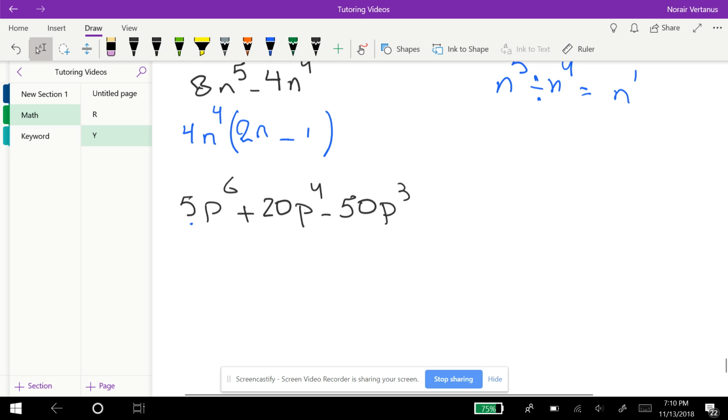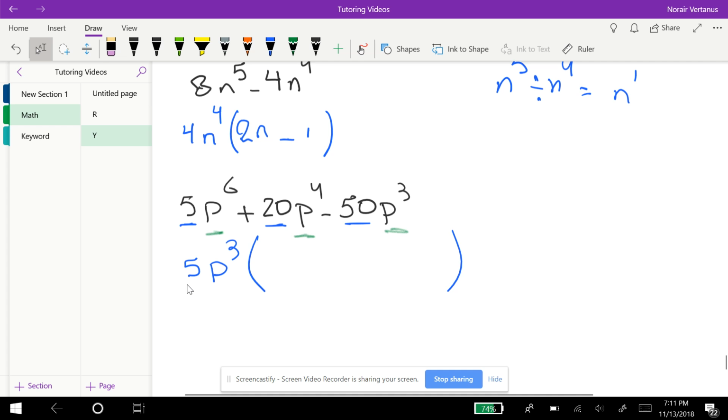Between 5 and 20 and 50, it's 5, clearly. And 5 is the highest it can get for the first term. And between p to the 6th, p to the 4th, and p to the 3rd, the rule is if they're common bases, go with the smallest power, which is p to the 3rd. So 5p to the 3rd. So open parentheses, you divide every one of those terms of the trinomial by this factor that we have.